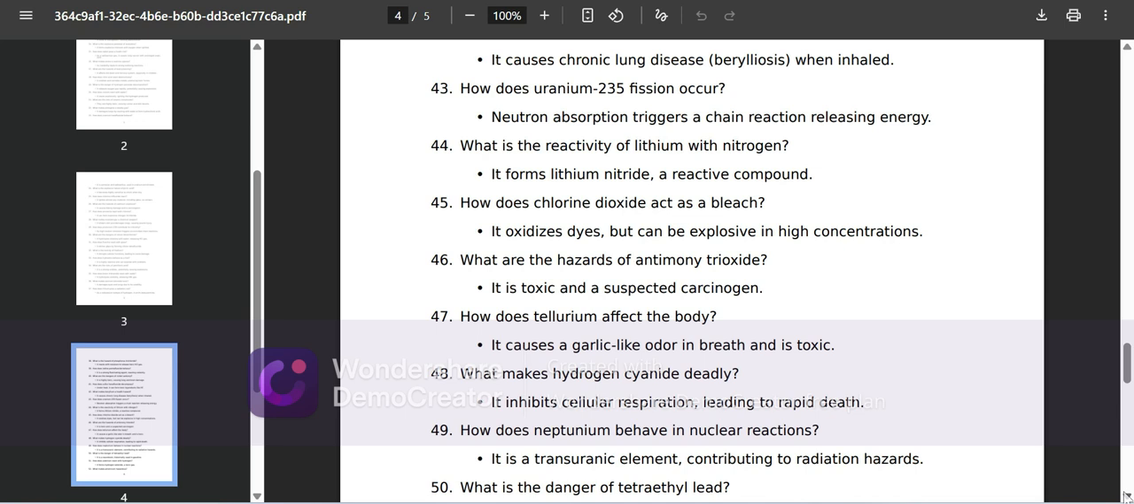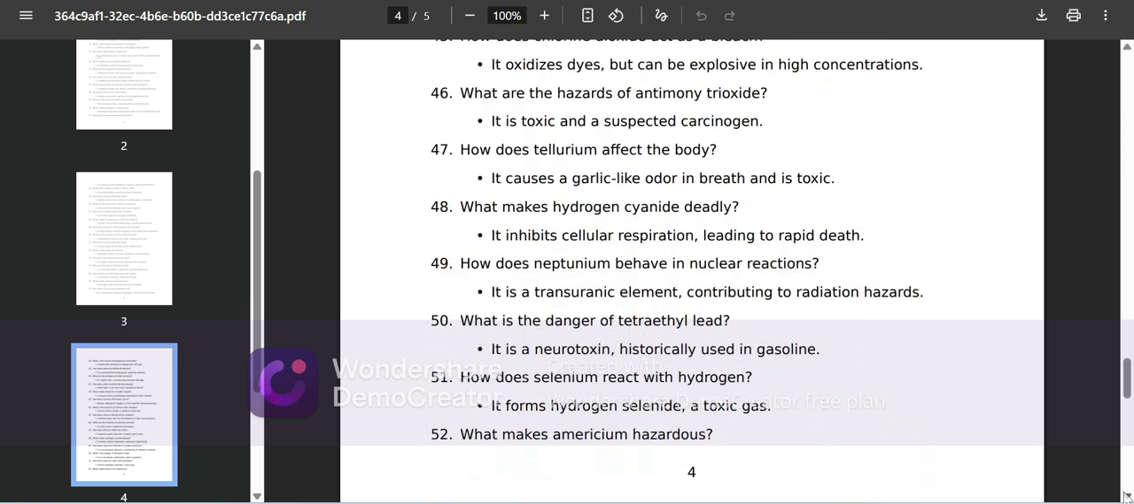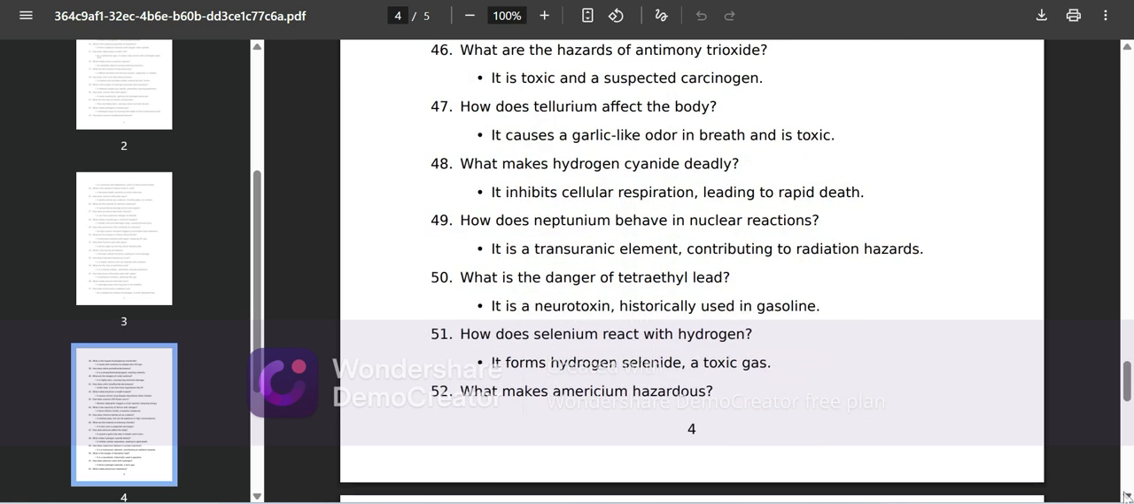What makes hydrogen cyanide deadly? It inhibits cellular respiration, leading to rapid death. How does neptunium behave in nuclear reactions? It is a transuranic element contributing to radiation hazards.